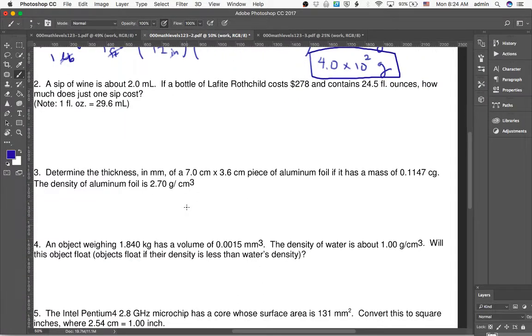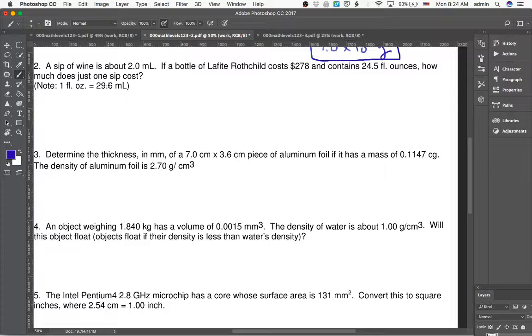Next, a sip of wine. So we're looking for the cost. That means we're looking for money, so I'll start with the money. 278 dollars for 24.5 fluid ounces. Now I have to get rid of fluid ounces. 1 fluid ounce is 29.6 milliliters.